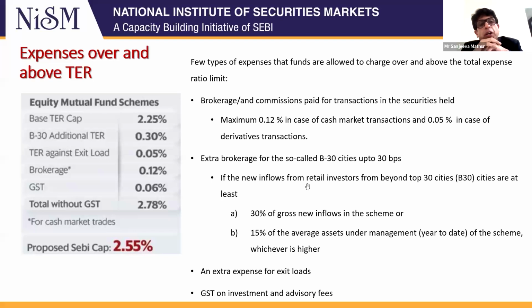Why am I talking about TER? Because the total expense ratio in a direct scheme is definitely lower. In the regular, it is slightly higher. So for a similar scheme, for a similar time horizon, the return in the direct scheme can be slightly higher because of the lower expense ratio. But again, it depends on whether you're going for professional advice or not. It totally depends on the person.